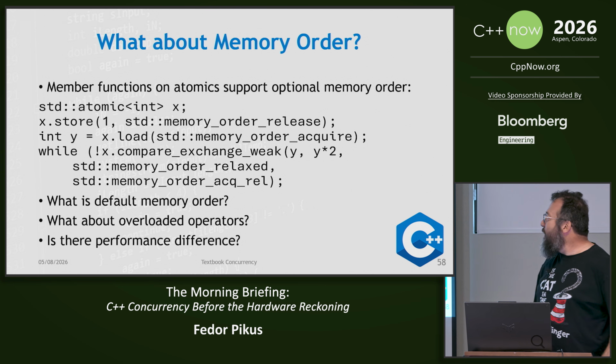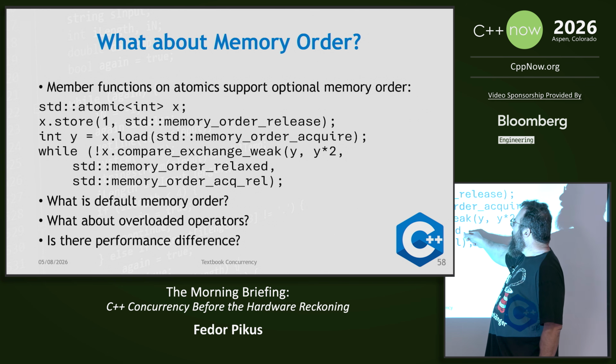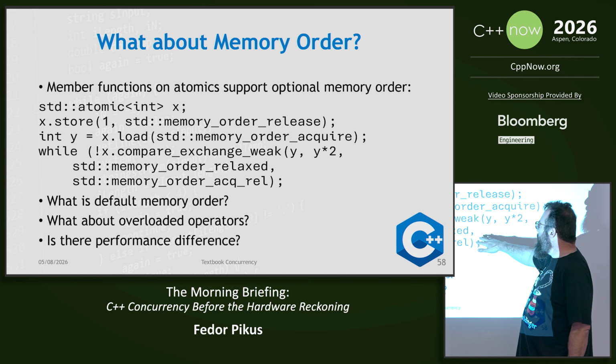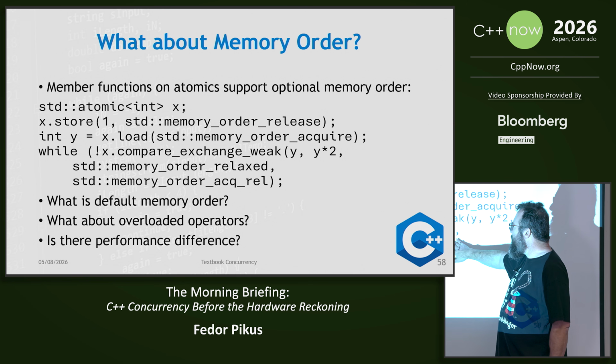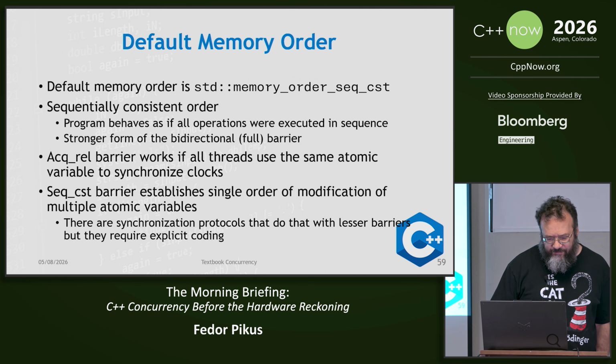Okay, what about memory order? Well, I said two other arguments. It actually has two memory orders. One is on success, one is on failure. And you can specify them differently.